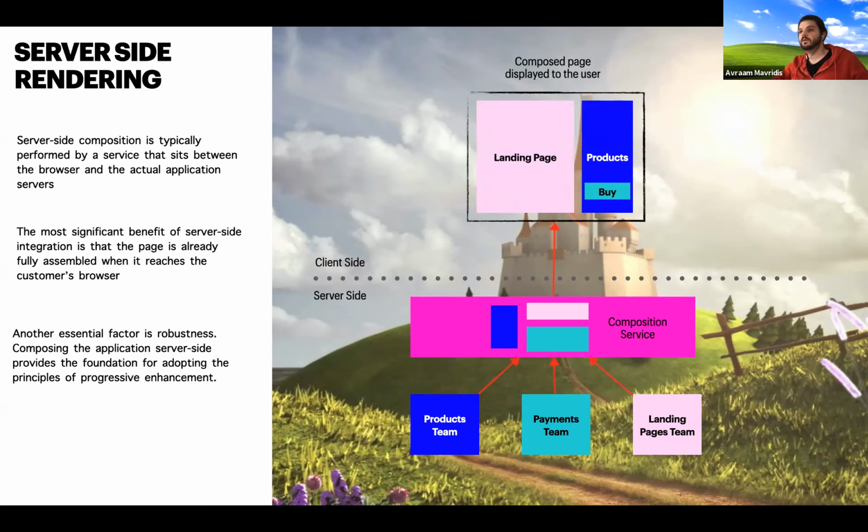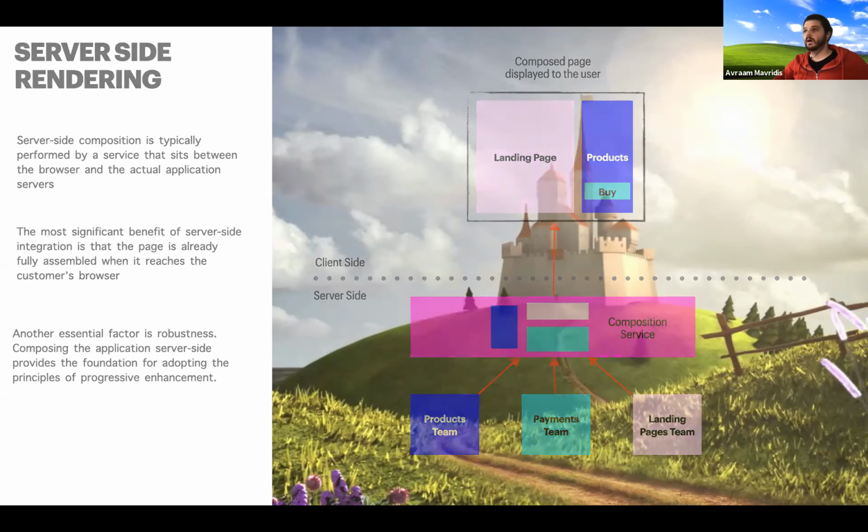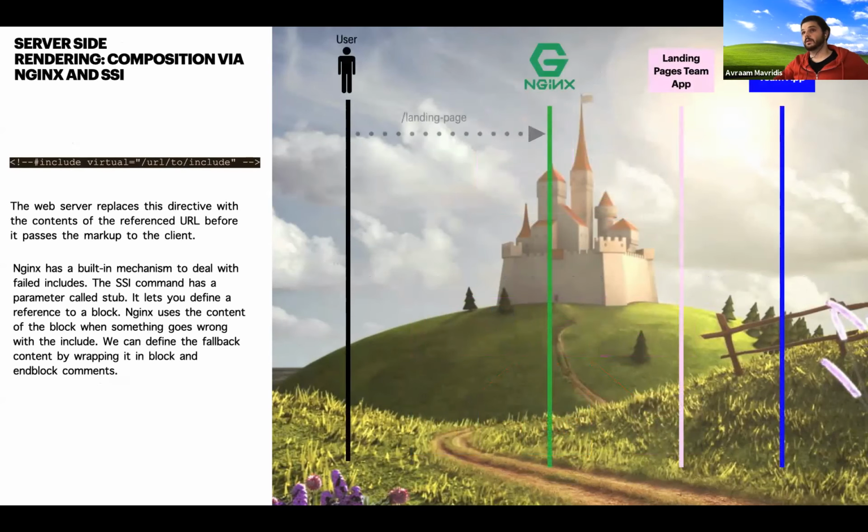The benefit is that this has a very good SEO performance, and it's quite robust, because imagine if the products team endpoint is down, you can have some fallbacks and just still serve something to the user, but maybe without the products sidebar. How can we do that?